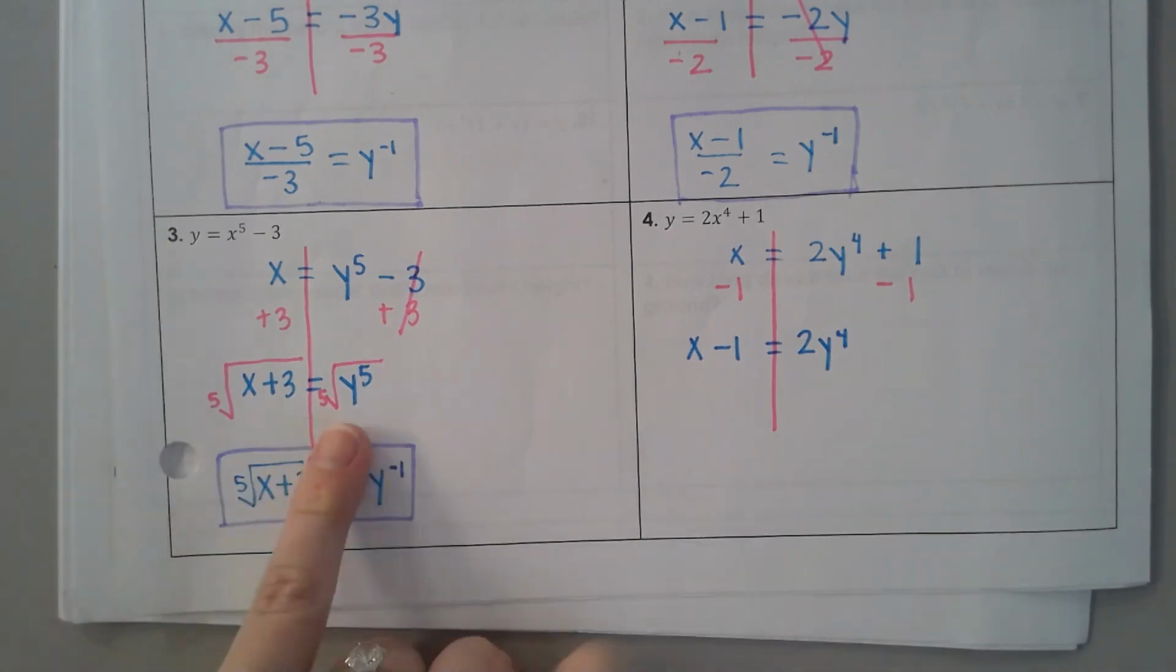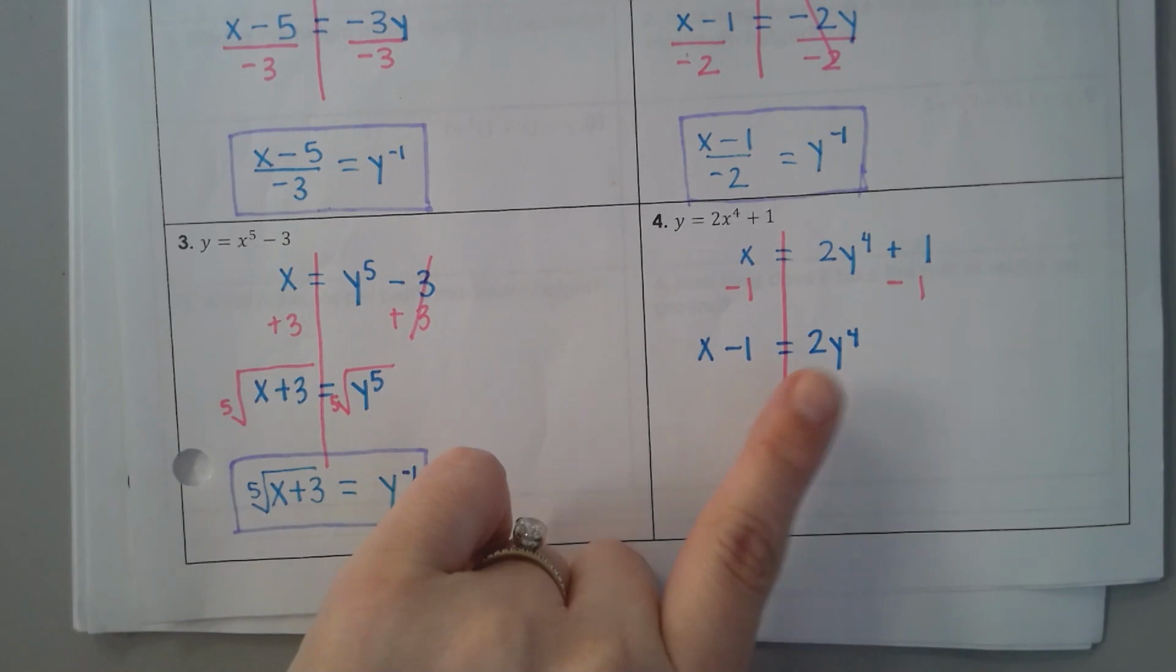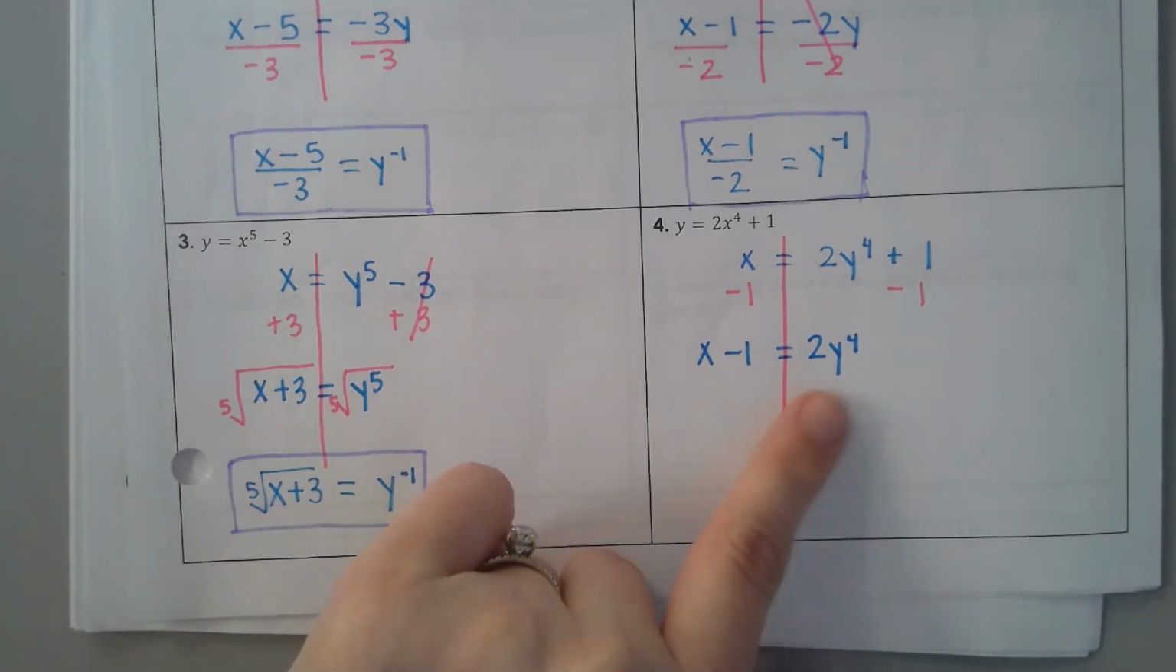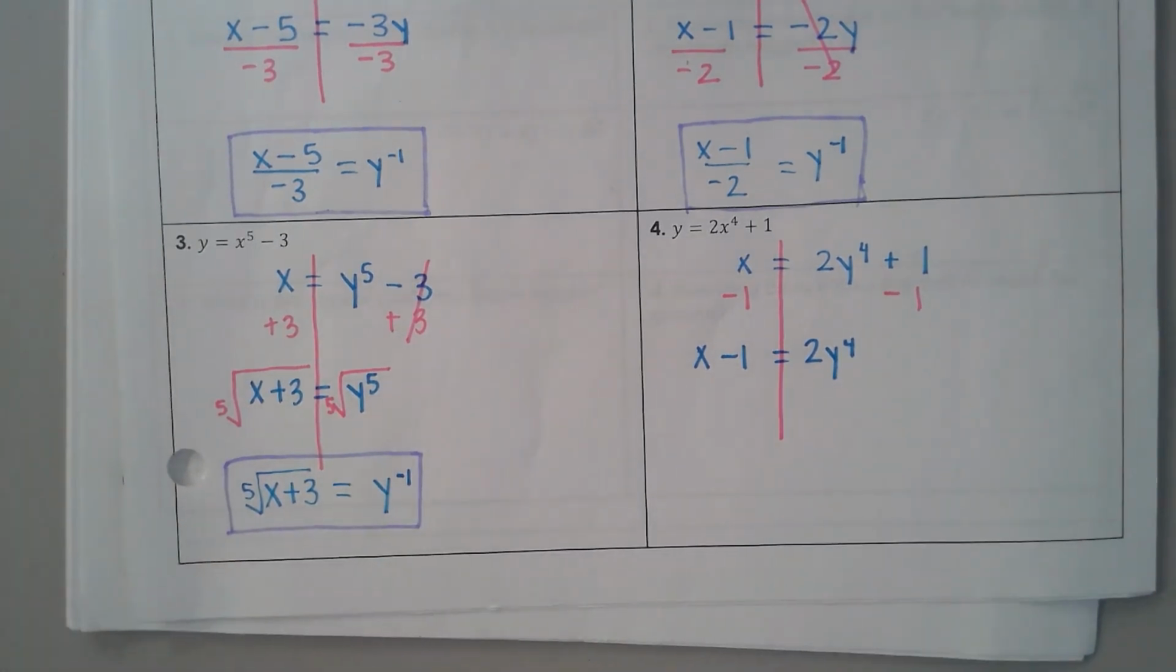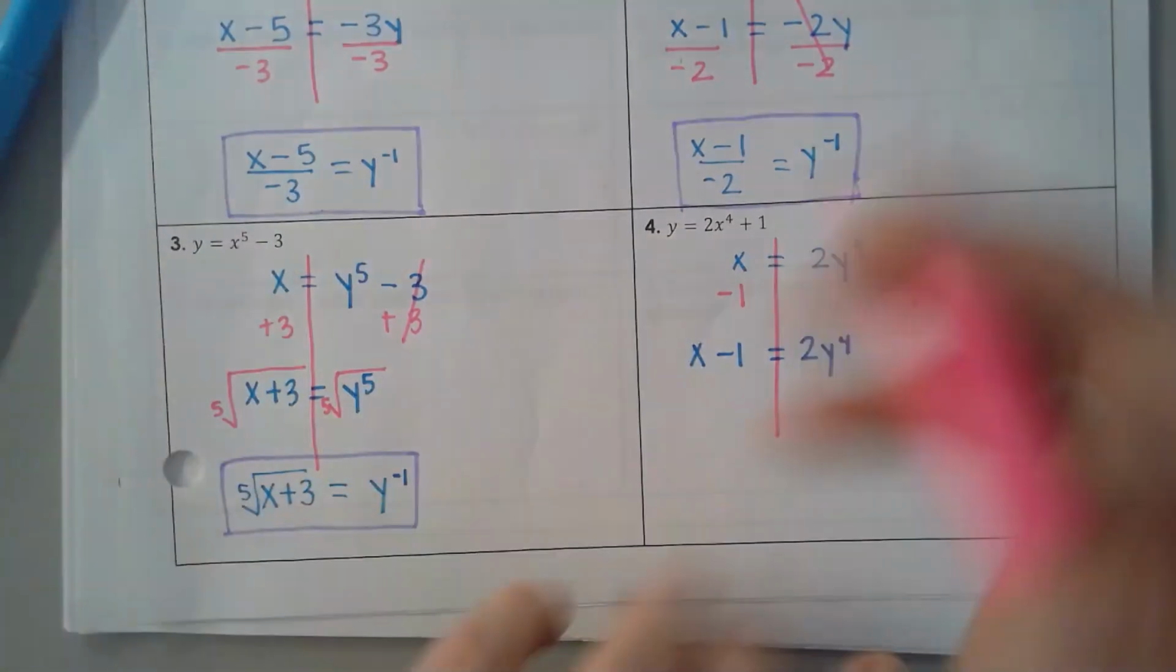So this one's a little different than number 3 because I have that 2 in the front. And you got to get rid of that first. The exponent is going to be the last thing we get rid of. So how do I get rid of this 2 in front? Divide by 2.